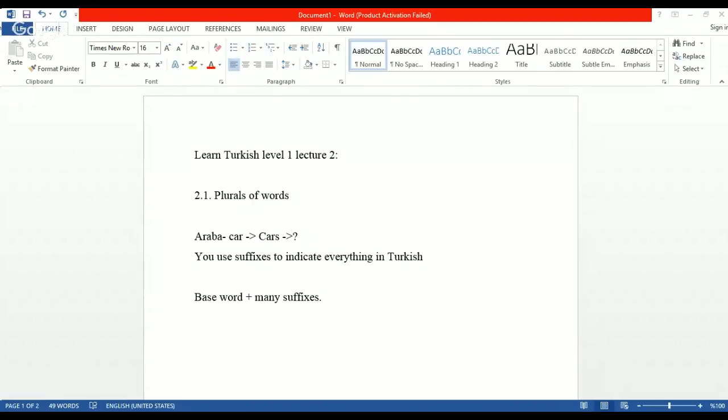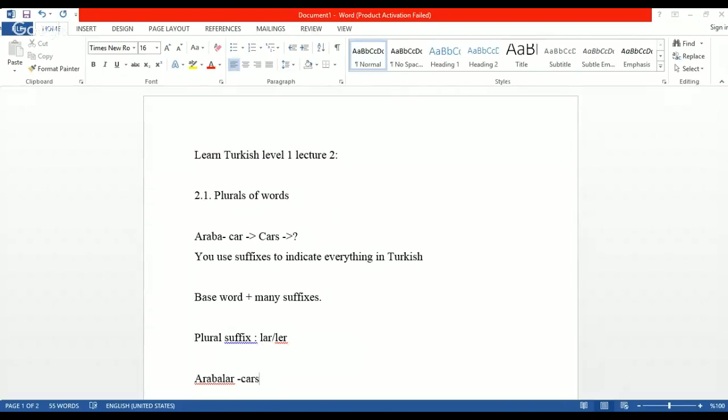So, what is the suffix for plural? Well, the plural suffix is lar or ler. Which one comes depends on the last vowel of the word. So let's take a look at the word araba again. If you look carefully, the last vowel is a. Therefore, the suffix that we will use for this word is lar: arabalar, which means cars.